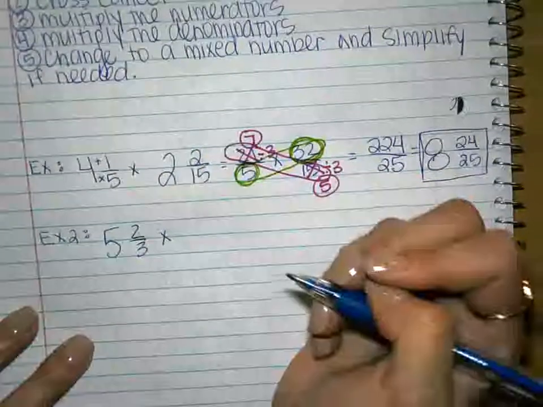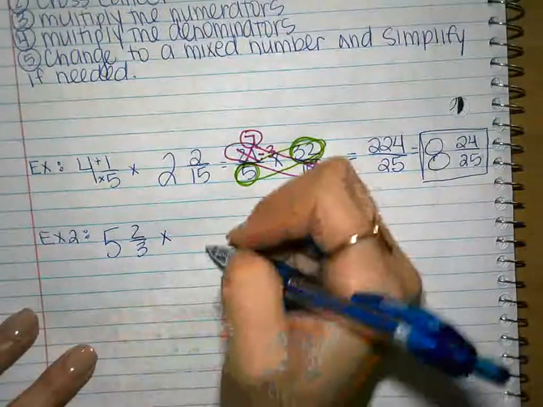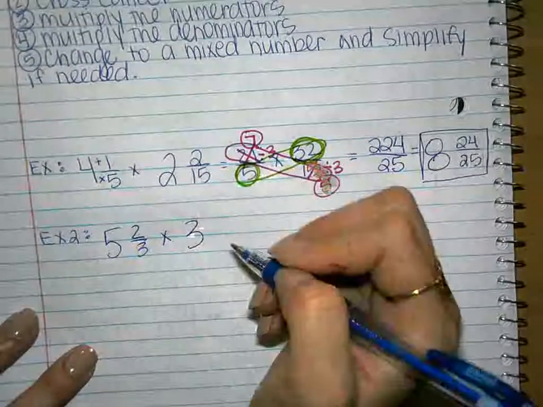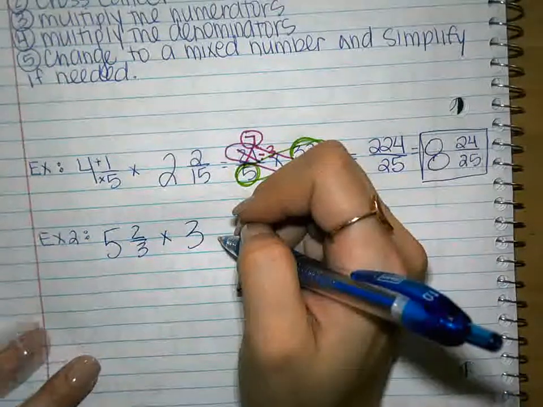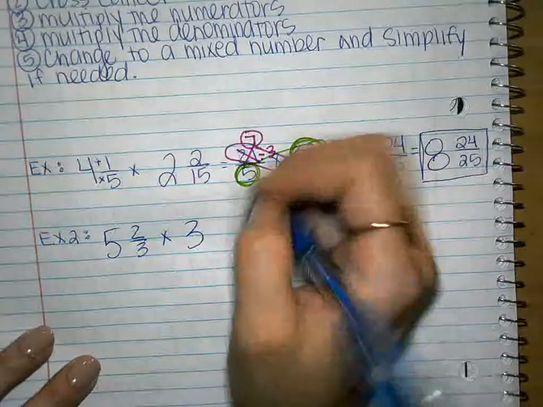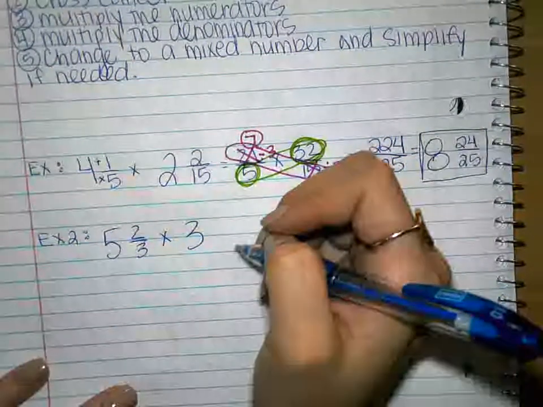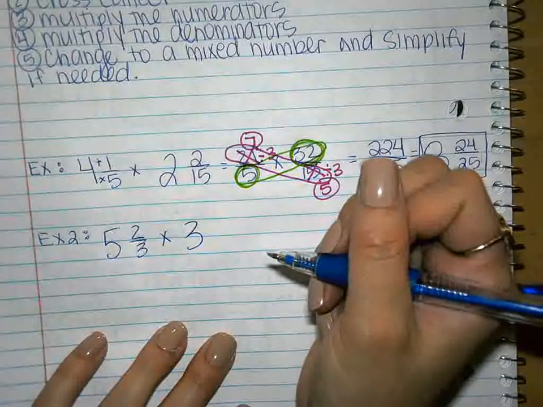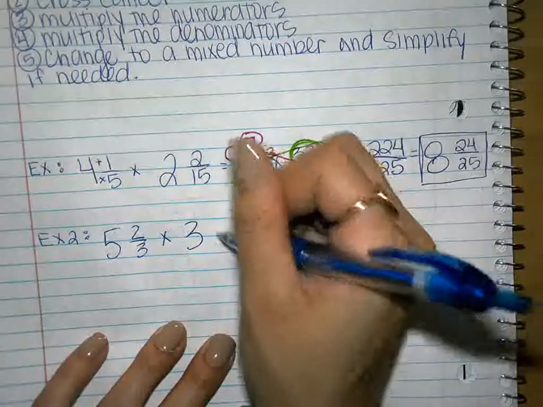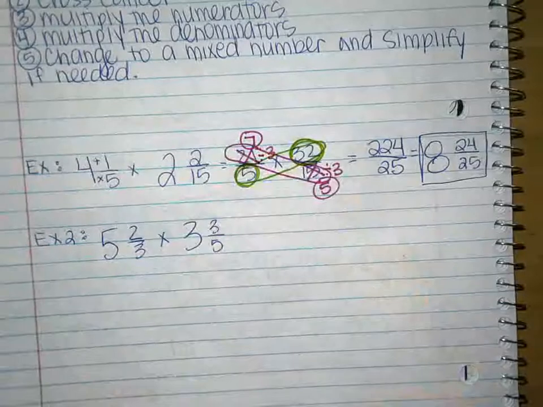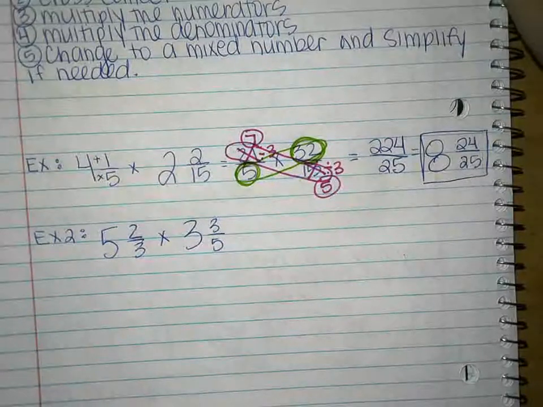2/3 times 3, and I don't know. Yeah, we can probably do 3/5. Okay. All right. 5 2/3 times 3 3/5.